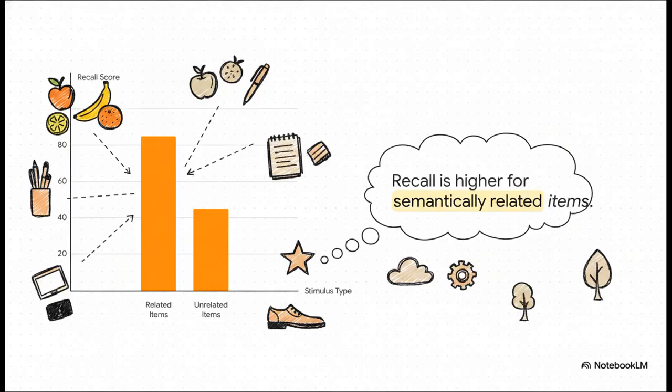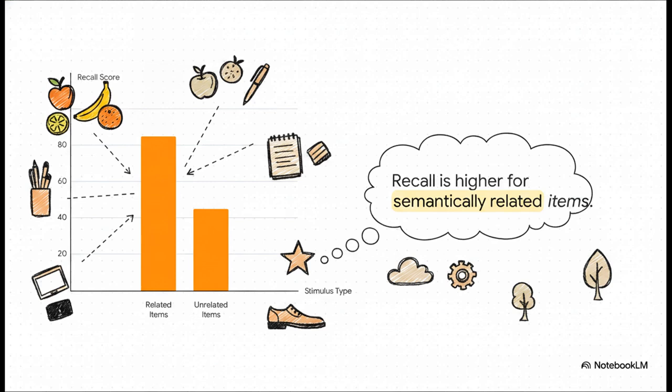Based on decades of robust cognitive psychology research, this chart illustrates the exact observations we expect to see. Notice how conceptual organization dramatically influences retrieval. You are going to find that participants recall semantically related items significantly more accurately than unrelated items. The bar on the left represents categorized information. This leverages pre-existing semantic schemas to basically bypass cognitive bottlenecks.